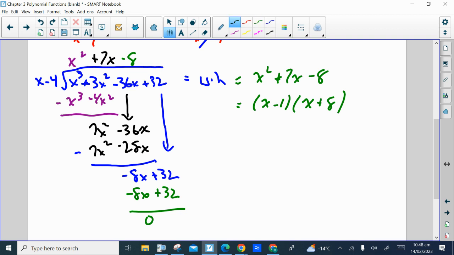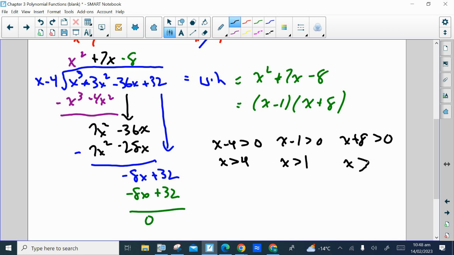And to get our restrictions, x minus 4 would have to be greater than 0, so x would have to be greater than 4. As well, x minus 1 would need to be greater than 0, so x would be greater than 1. And x plus 8 must be greater than 0, so x has to be greater than negative 8. We've got three different statements here. We would settle on the one that satisfies them all, which would be that x has to be greater than 4. All numbers greater than 4 are also greater than 1 and negative 8. So that would be the restriction on this.